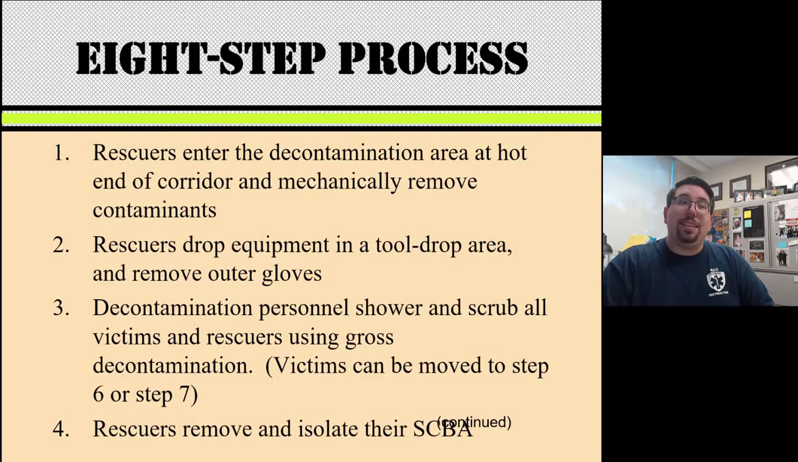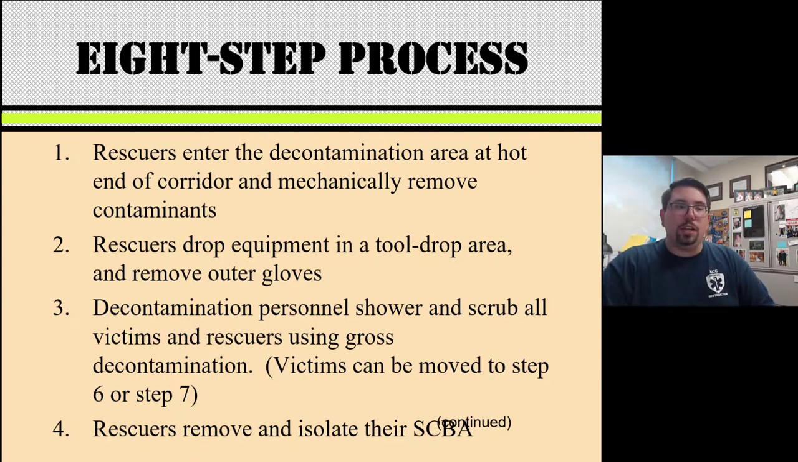Now there's also an 8-step process for decontamination. In the 8-step process, we first see the rescuers enter the decontamination area at the hot end of a corridor and mechanically remove the contaminants. Step 2 is the rescuers drop equipment in a tool drop area and then remove their outer gloves. From there, the decontamination personnel shower and scrub all the victims and rescuers using gross decontamination, and the victims can move directly to step 6 or 7.